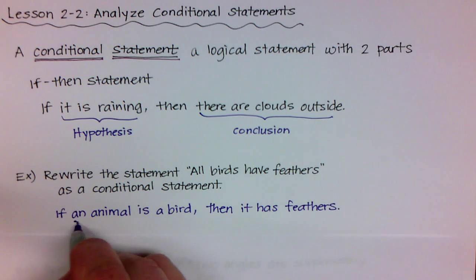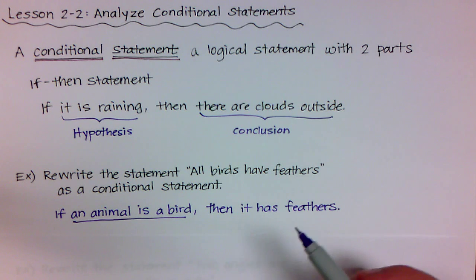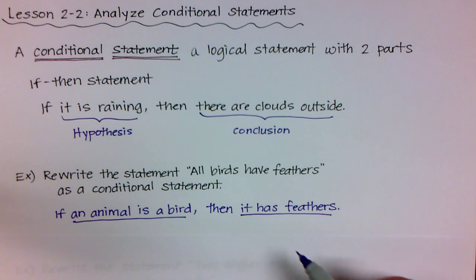So I have two different parts here. My hypothesis, an animal is a bird, that's what has to happen in the beginning. And if I find that that's true, I'm going to assume that it has feathers. This is giving it a condition.